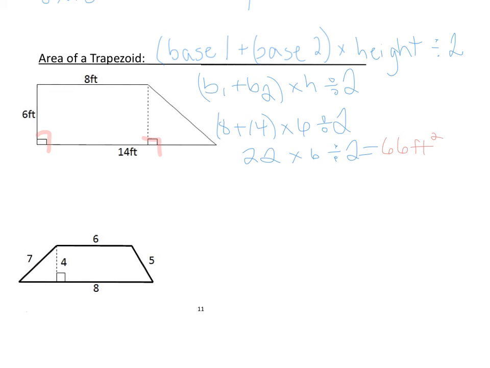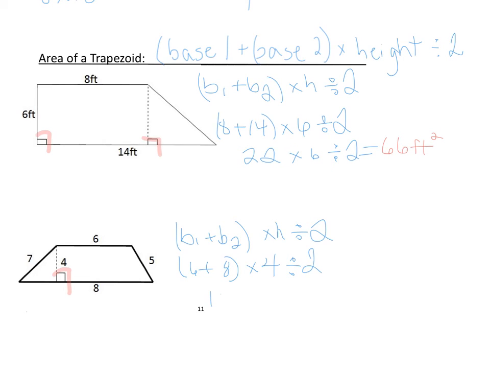Now looking at the last one, we know we're going to have to combine our bases first, because we do base 1 plus base 2 in parentheses times height divided by 2. So we know that base and height, look for that right angle box, and we end up with base 1, usually the smaller one, plus base 2, usually the larger one, times the height, which is found at the right angle box, divided by 2.